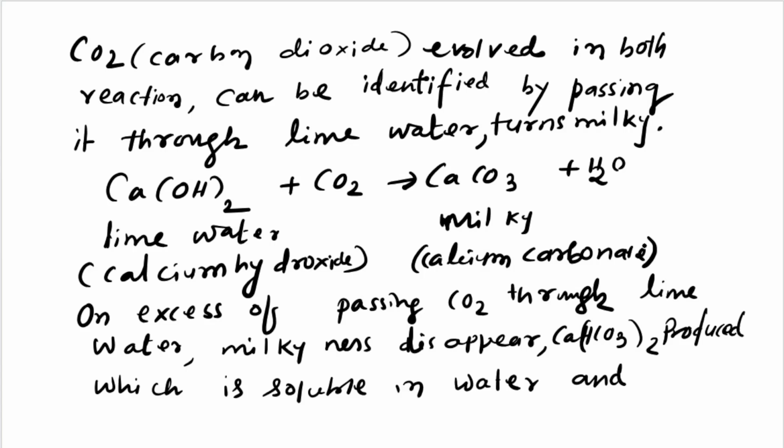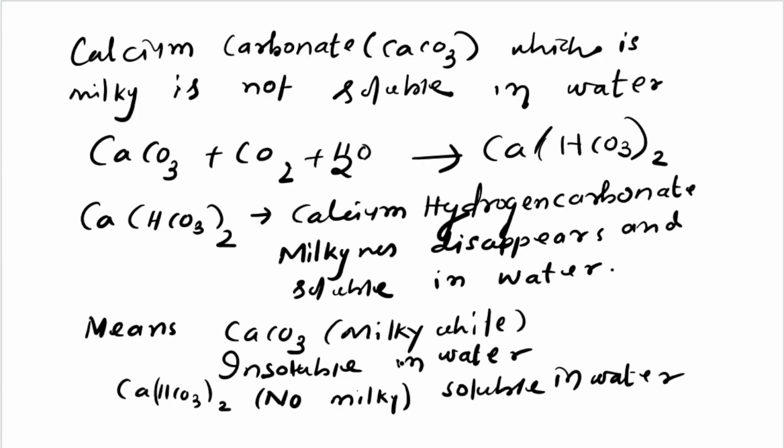On passing excess carbon dioxide through lime water, if you pass more, then what happens? The milkiness disappears. What is the meaning? That means the product produced is soluble in water. What is that product? Calcium hydrogen carbonate, or you can say calcium bicarbonate, which is soluble in water. Remember, calcium carbonate is not soluble in water, whereas calcium hydrogen carbonate is soluble in water.